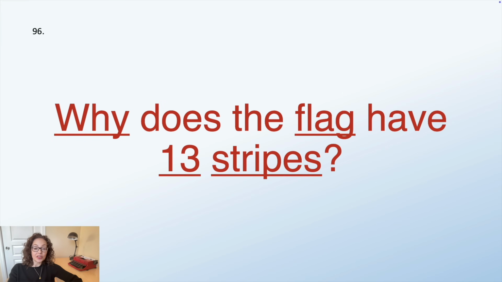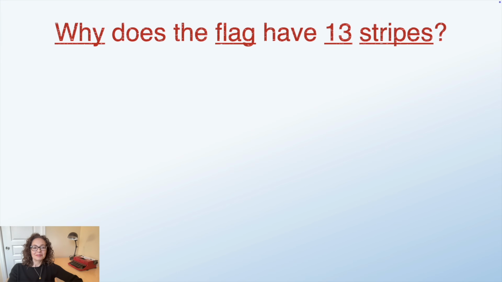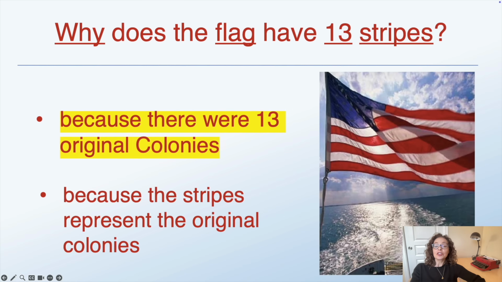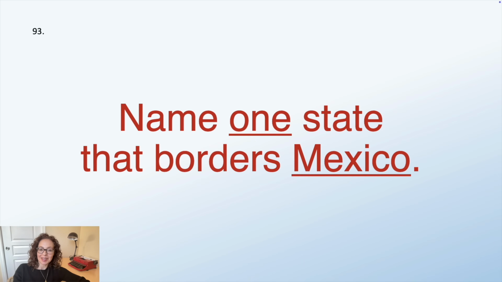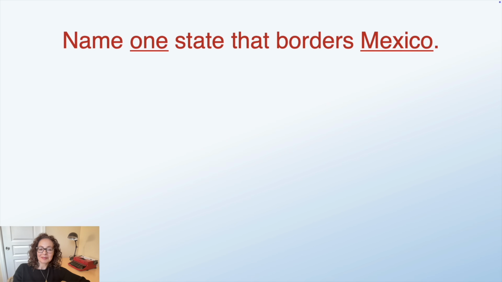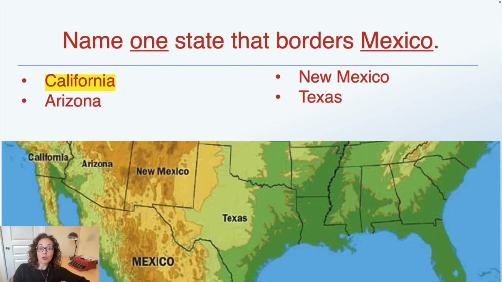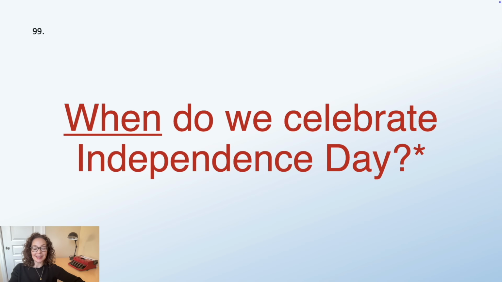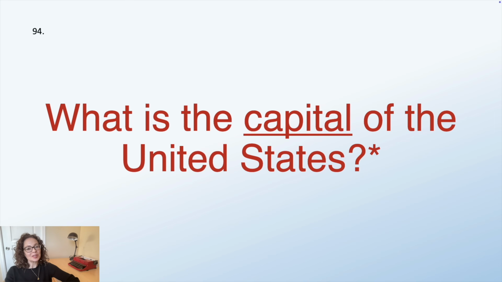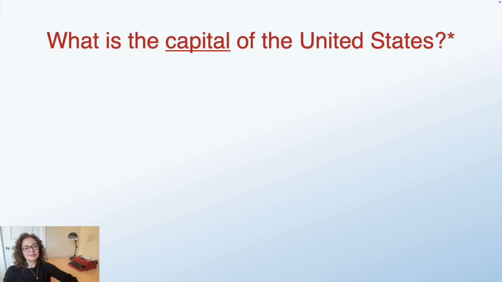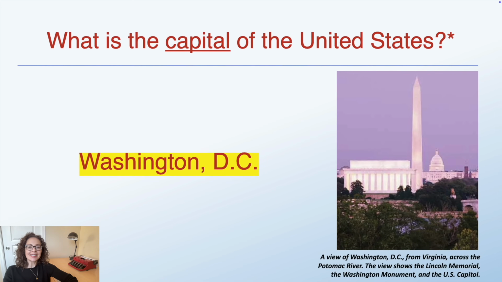Why does the flag have 13 stripes? The flag has 13 stripes because there were 13 original colonies. Name 1 state that borders Mexico. Okay, there are 4 to choose from. I chose California. When do we celebrate Independence Day? On July 4th. What is the capital of the United States? The capital of the United States is Washington, D.C.